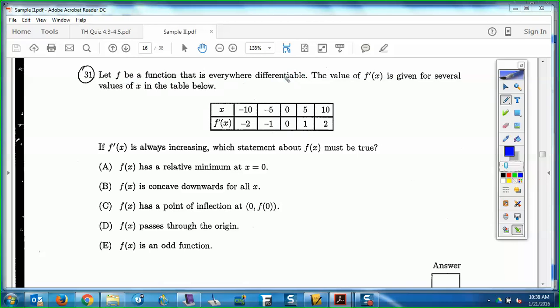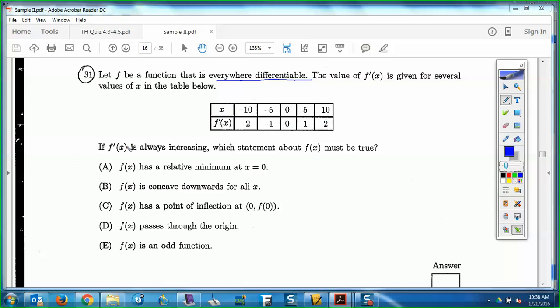So, let f be a function that is everywhere differentiable. Okay, everywhere differentiable. Now, that term is going to be more important over the next couple of days. We've talked about the derivative existing everywhere, so there's no sharp points, no gaps, no jumps, no breaks, nothing weird at all. Differentiable means smooth, basically. So that means the derivative exists everywhere, including in between these places.